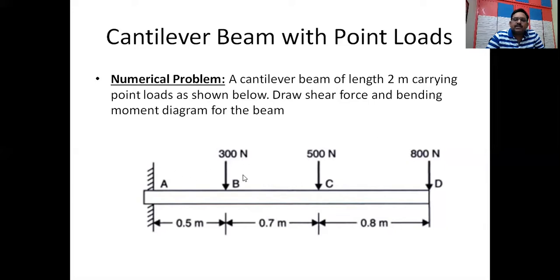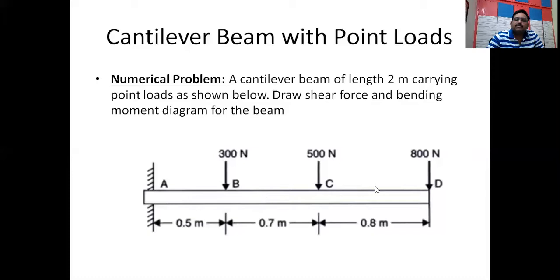And the beam is subjected to not a single point load. There are 3 point loads. One load is 800 newtons. The second one is 500 newtons. And the third one is 300 newtons. And all these loads are acting in the downward direction.